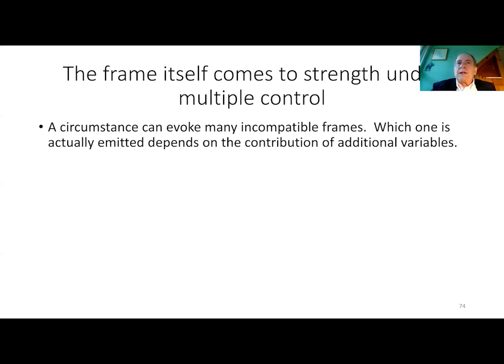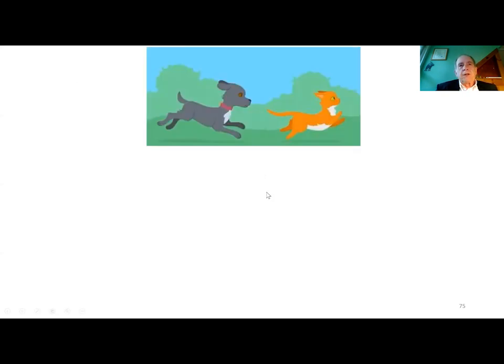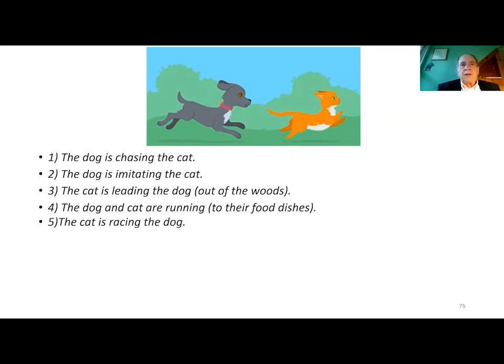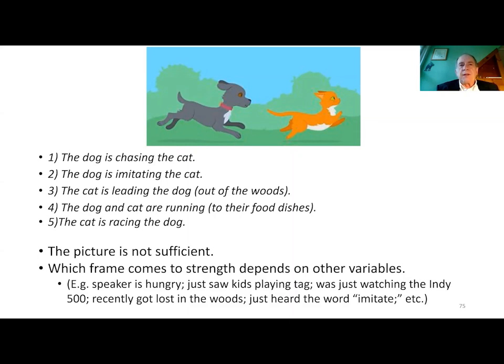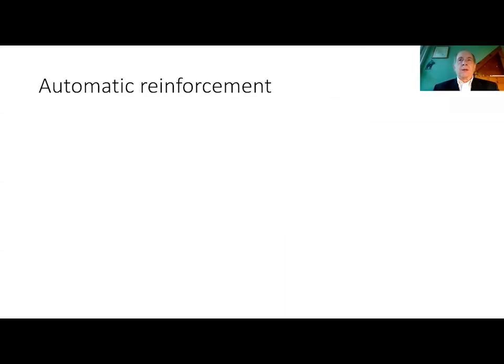Now, a single circumstance can evoke many incompatible responses, and which response is actually emitted depends upon the contribution of additional variables. So, returning to our case of the dog and the cat, we already talked about how we might say the dog is racing the cat, or the dog is chasing the cat, or the cat is leading the dog, and so on. The picture isn't sufficient. Which one comes to strength depends on these other variables.